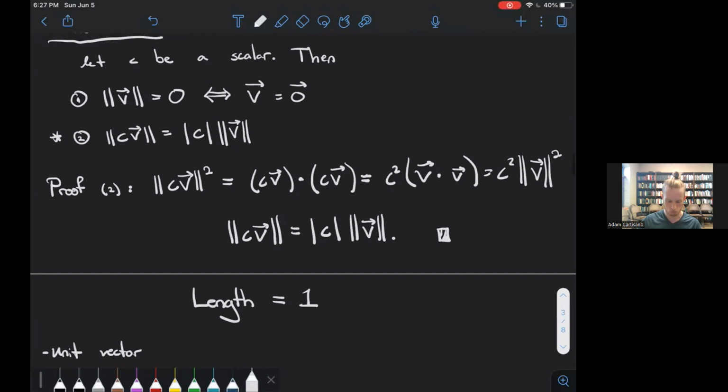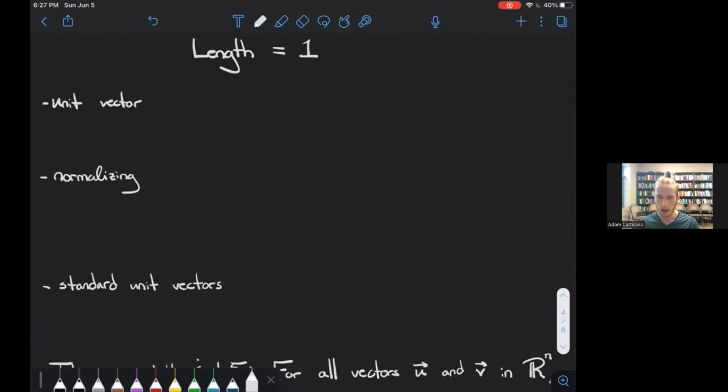Now, what happens when a vector has length precisely 1? Actually, it's kind of amazing how convenient it is to have length 1. So we give such a vector a name. A unit vector is literally just a vector with length 1, or with norm 1, right? Unit vector.